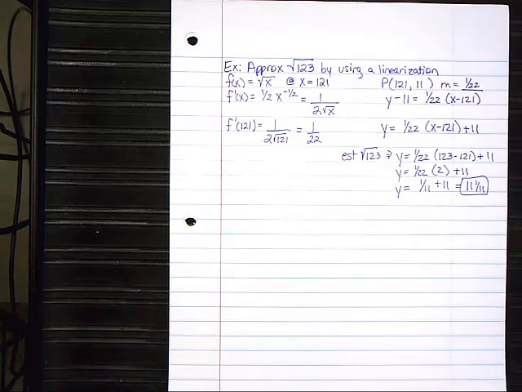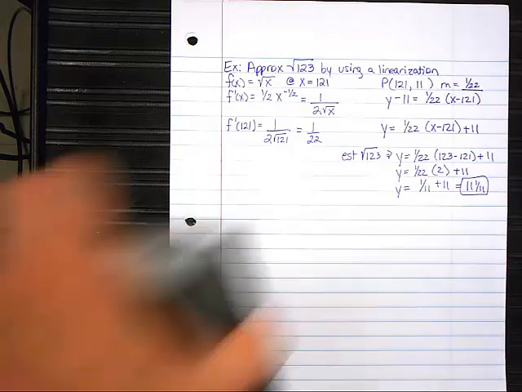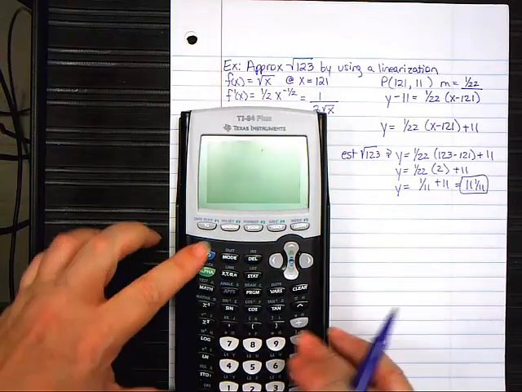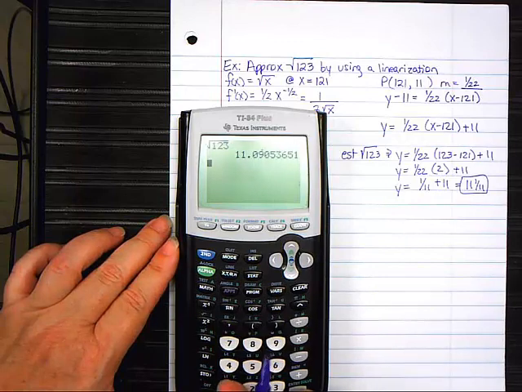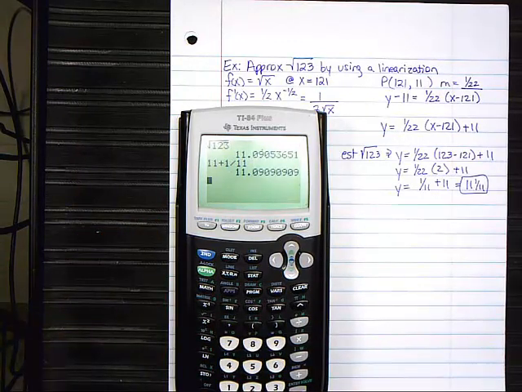Let's see how close we really are. Okay? So the square root of 123 is that decimal. 11 plus 1/11th is that decimal. Look how close they are. They're pretty close, aren't they? Do you see that? They're right out to 3 decimal places, almost to 4.